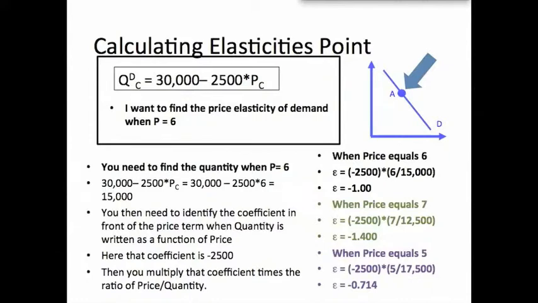What happens when we look at the price of 5? Well, when the price is 5, we see that the demand elasticity is negative 0.714. So the price elasticity of demand is calculable at each point along a demand function, and at those points, all we need to do is know effectively the slope of the demand function, which is actually 1 divided by negative 2,500. In our formula here, it's just negative 2,500. And we need to know the price and the quantity. And we need to multiply the coefficient times the ratio of price to quantity.